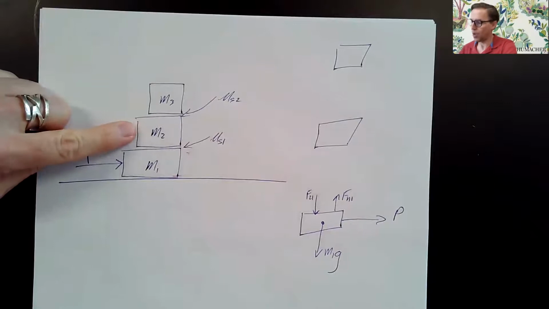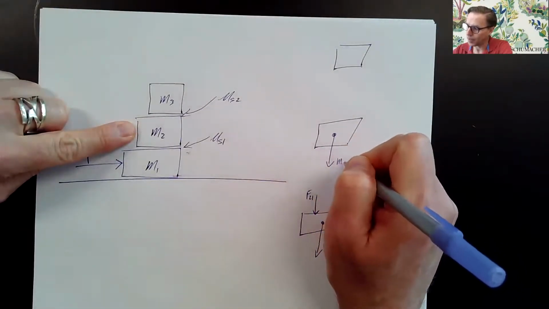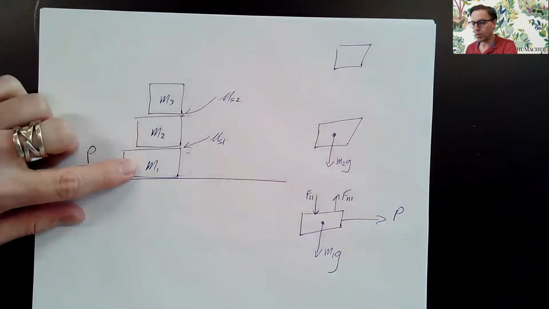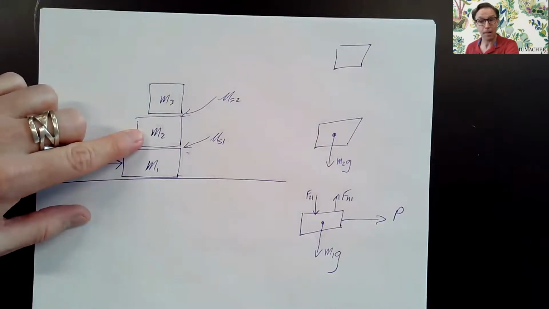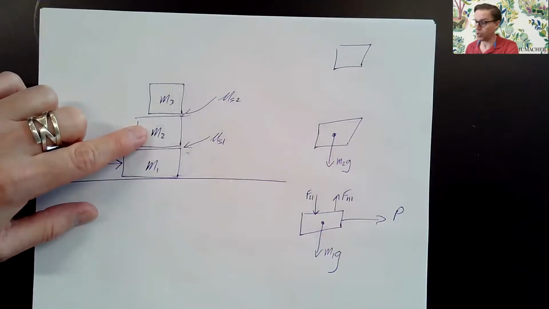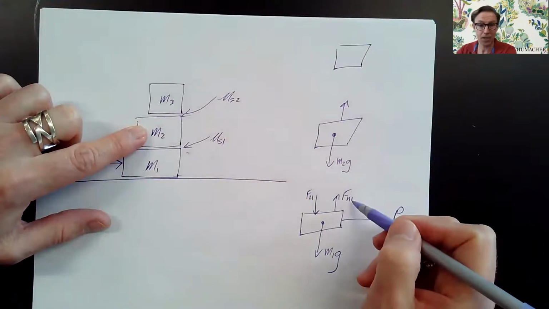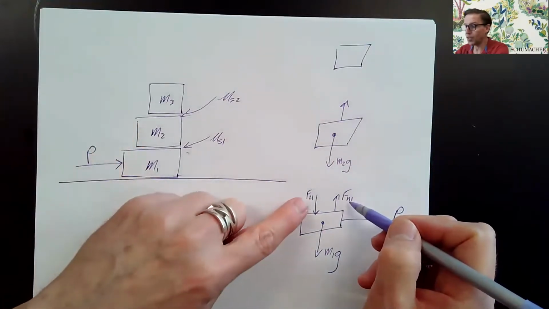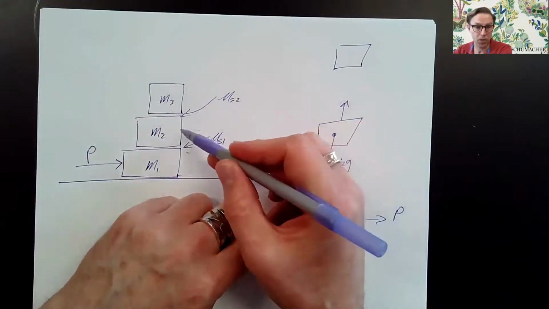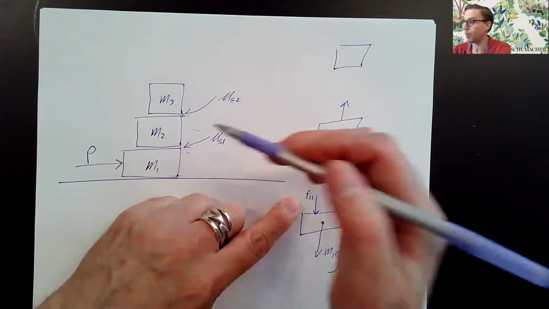Who's pushing block 2? Well, of course, Earth pulls block 2 down, M2G. And who pushes block M2 up? Block M1 pushes block M2 up. Now that's a normal force. I could call it N2. But do you also see that that is the reaction force of this? Block M2 pushes block M1 down, block M1 pushes block M2 up.